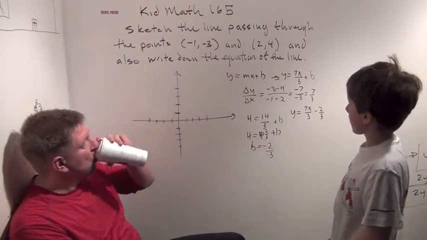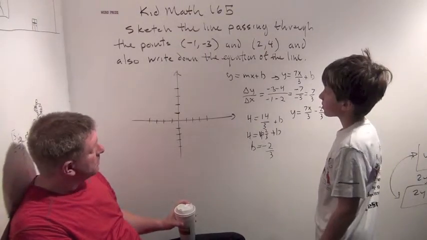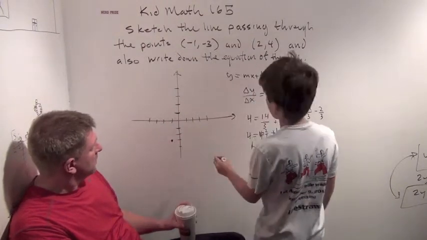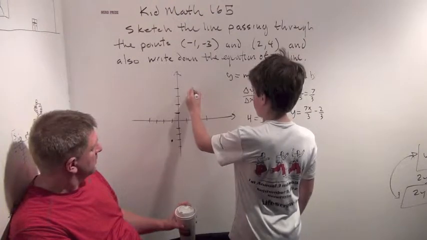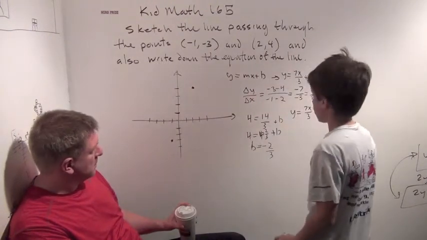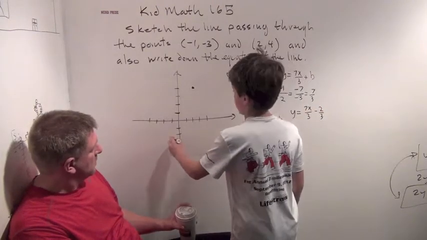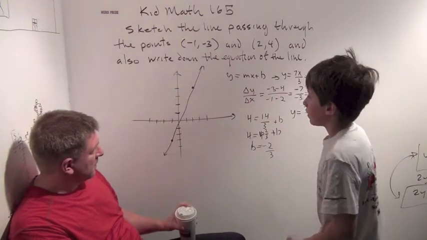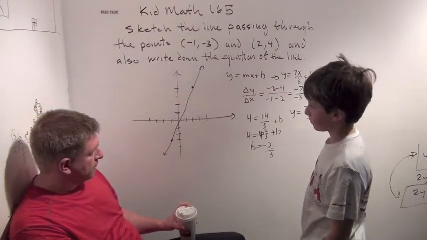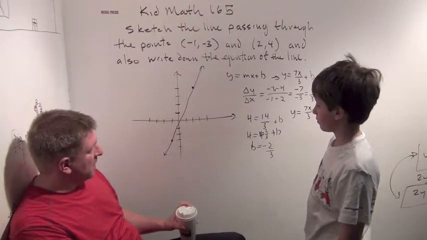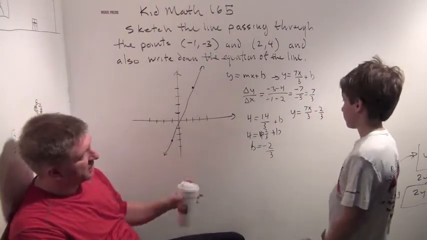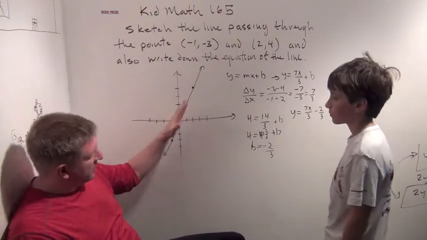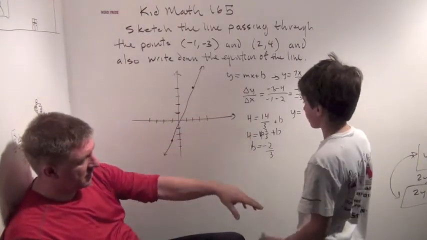And now we have to draw the graph. So (-1, -3) is down here, and (2, 4) is up here. It's got a slope of 7/3. Maybe something like this. Okay. All right, well, you have your equation y equals 7/3 x minus 2/3, and we have this line. What does this line tell you about that equation? What does that equation tell you about the line?